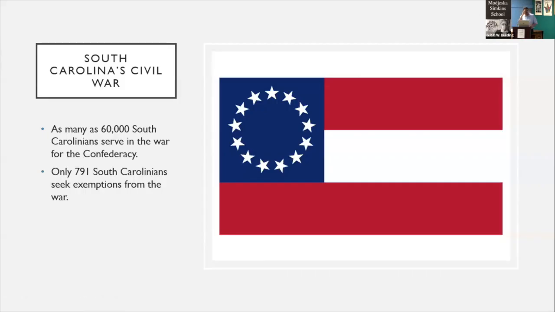Now, the future that many white South Carolinians fought for would not have included him unless he was enslaved. As many as 60,000 white South Carolinians served in the war for the Confederacy. And if memory serves, this is the largest proportion of population to serve out of any Southern state during the war. Over 12,000 are killed during the course of the conflict, which is a pretty stark ratio for any one state to endure. Only about 791 South Carolinians seek exemptions during the war.